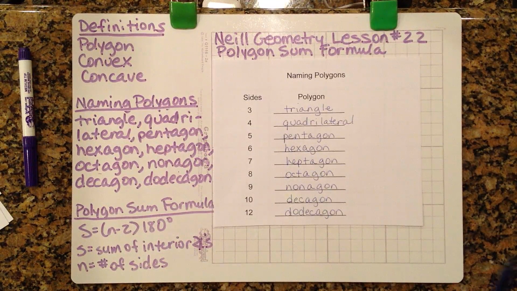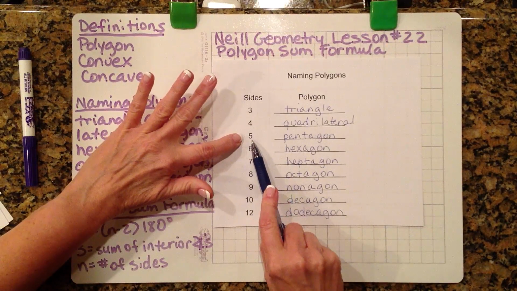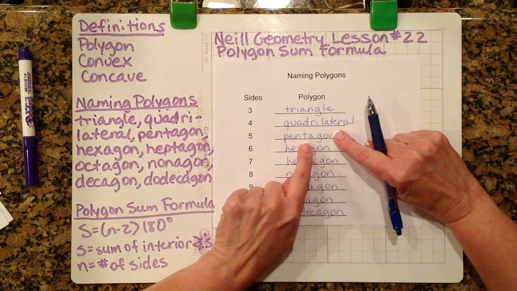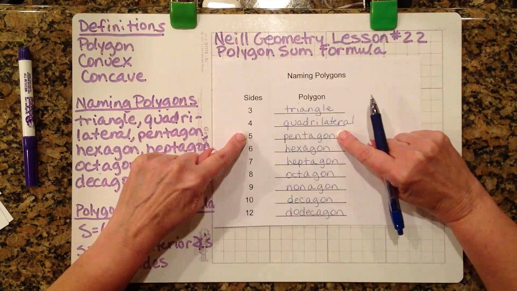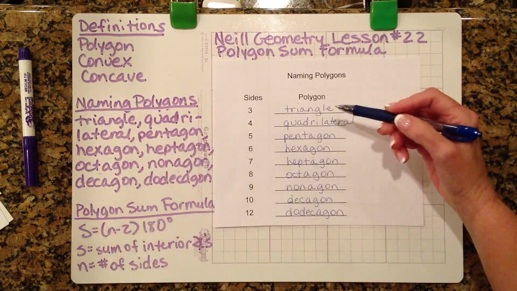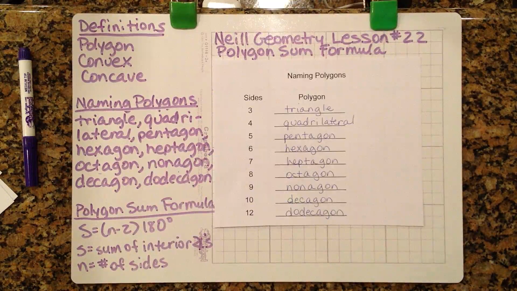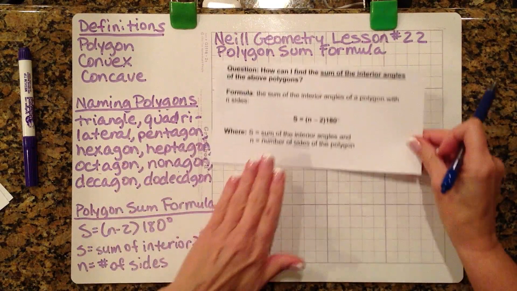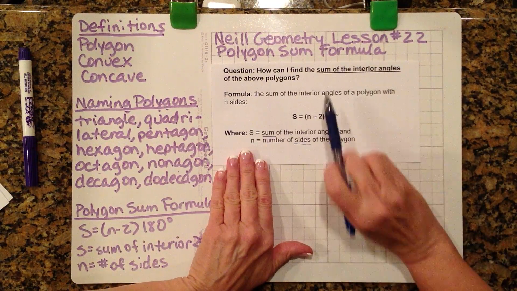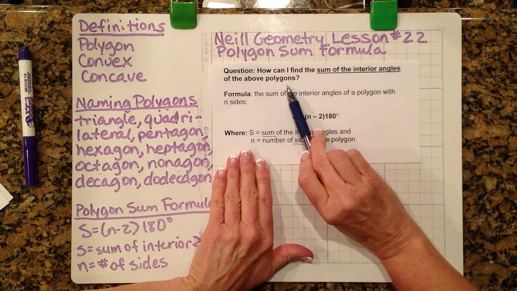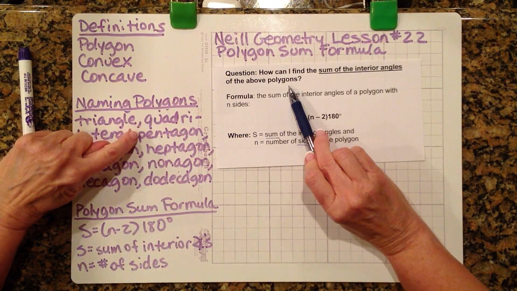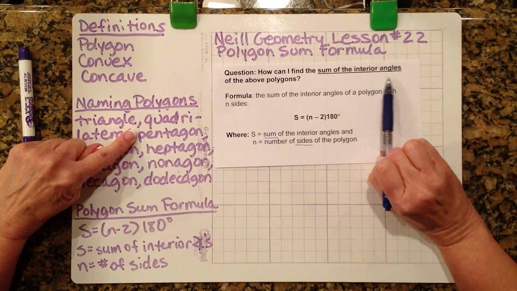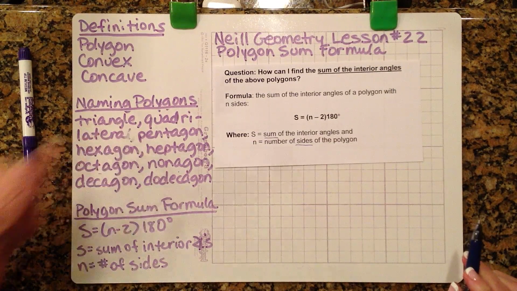So a lot of times it might not say a 5-sided figure. The problem may say, given a pentagon. Well, you need to know the pentagon goes with 5. That's very important. So you do need to know all of these right here. Okay, now let's have a question. How can I find the sum of the interior angles of the above polygons? So if I have a pentagon, which is a 5-sided figure, how can I find the sum of all the inside angles in a pentagon?